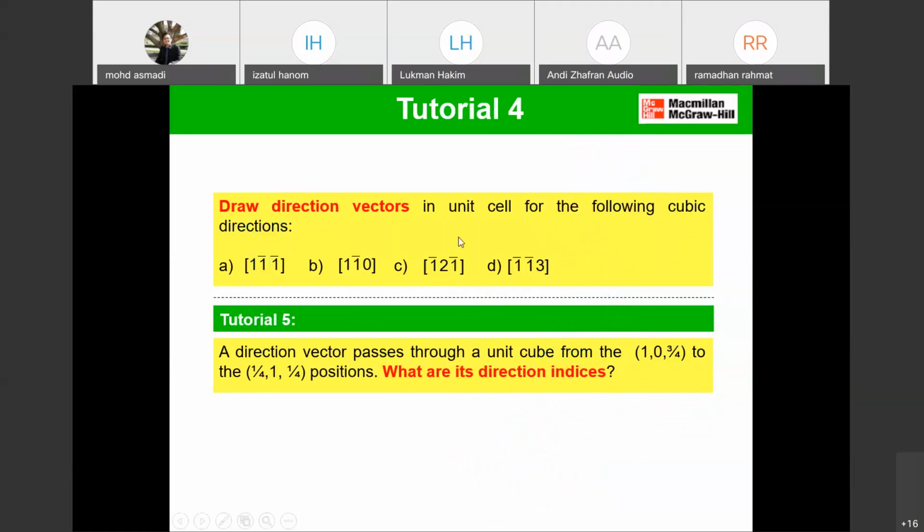Okay, any questions? So please do this one already. I have already given you the answer. Please do B, C as well. This one is the direction, and the answer should be like this one, right? For A, right? Okay, so your answer is like this.